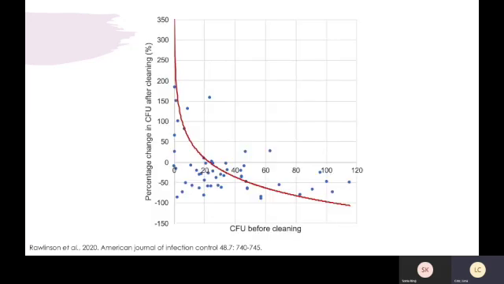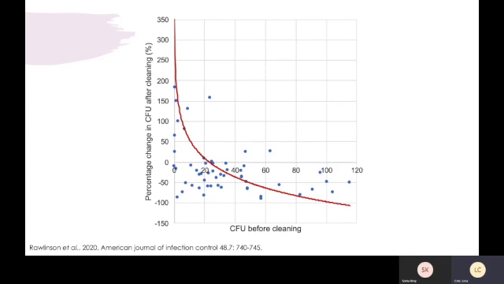So another way to look at the data. What we were looking at here was how good the cleaning of the surfaces was. This graph is a little bit tricky to understand. On the x-axis at the bottom, we have colony forming units before cleaning. So how dirty was it originally?